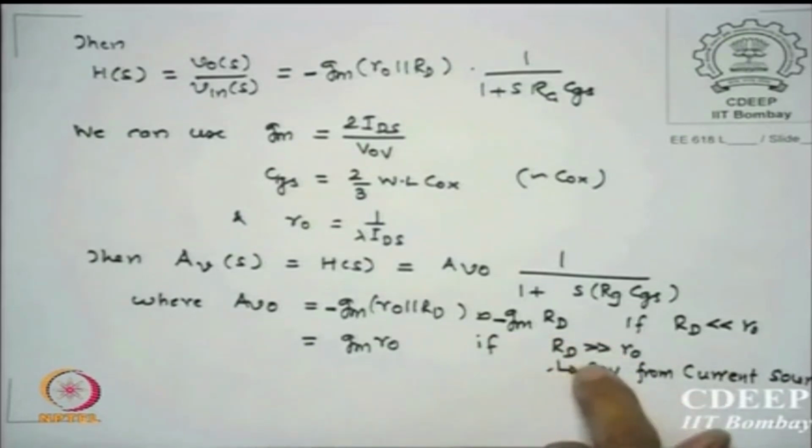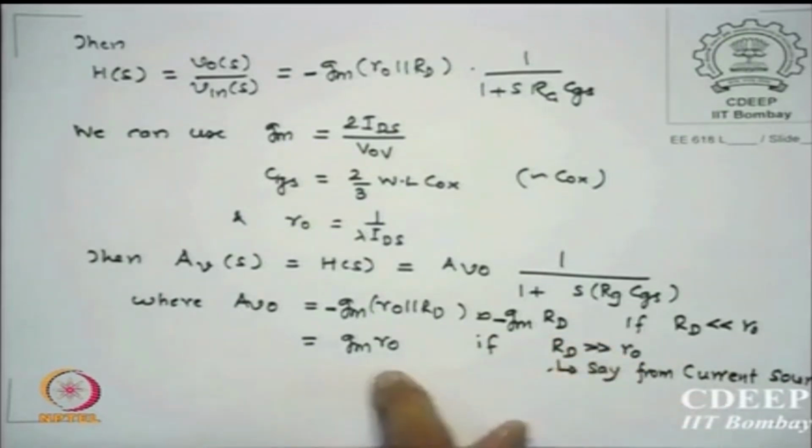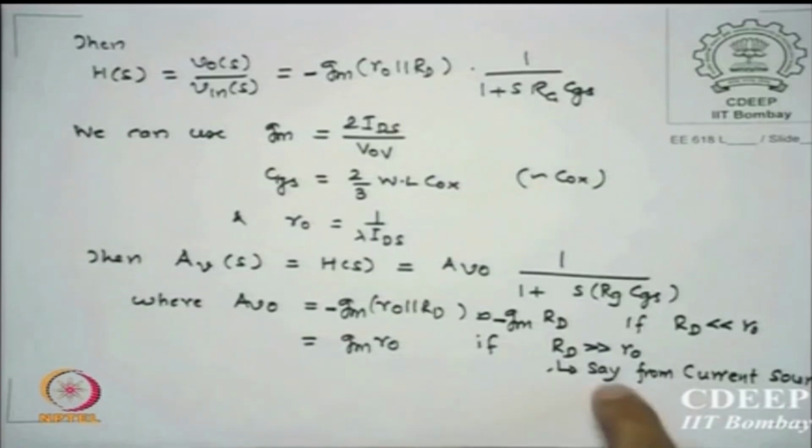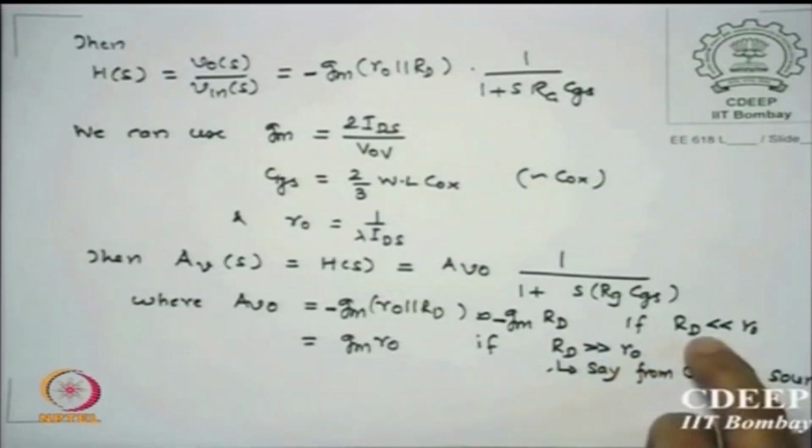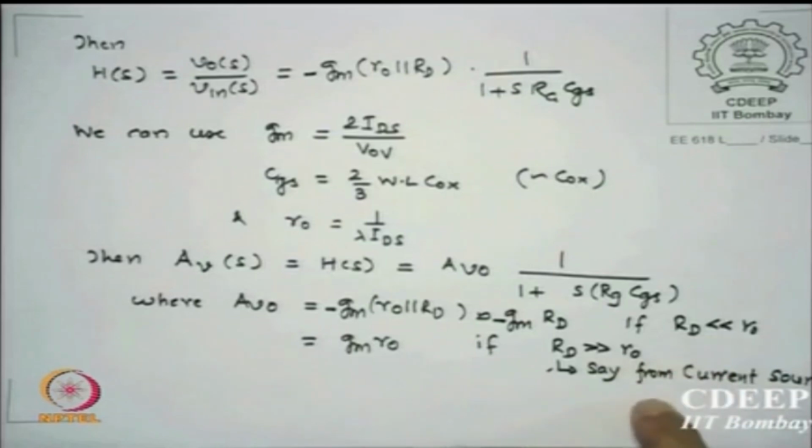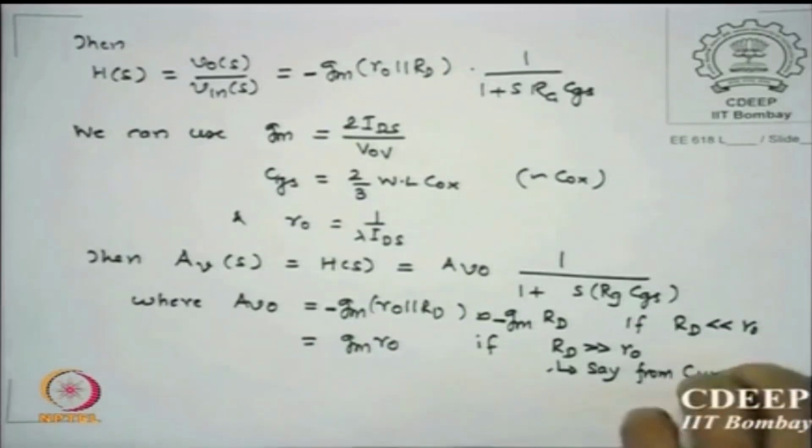If R0 is much smaller than RD, it is GMRO. In which case will this occur? The first one is normal resistive loads. The second is the case when the biasing is a constant current source. In that case RD will be much larger compared to R0, and that is why I say intrinsic. So in the intrinsic case, what is the trick I am trying to show you?